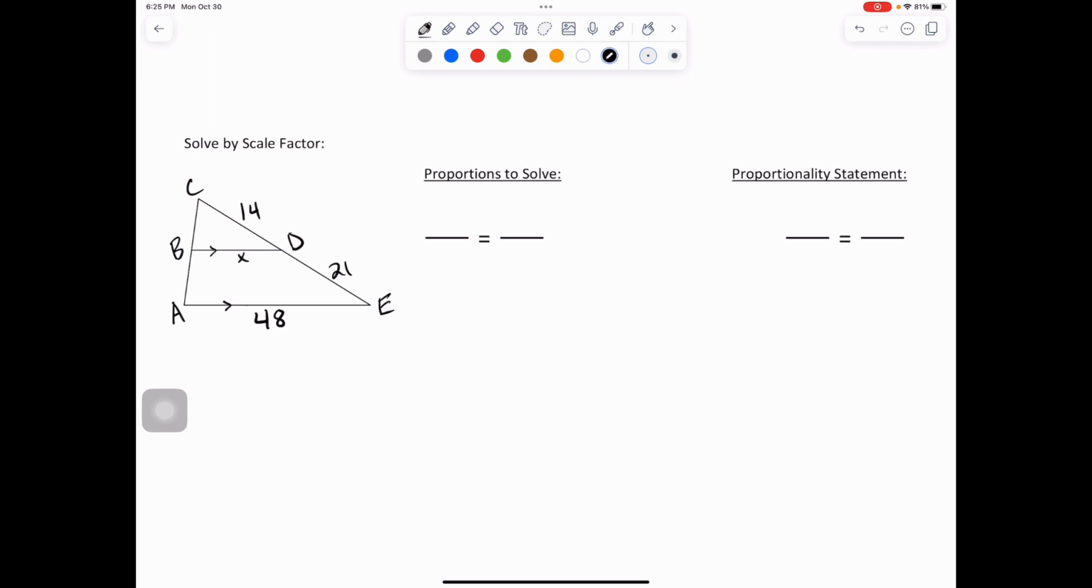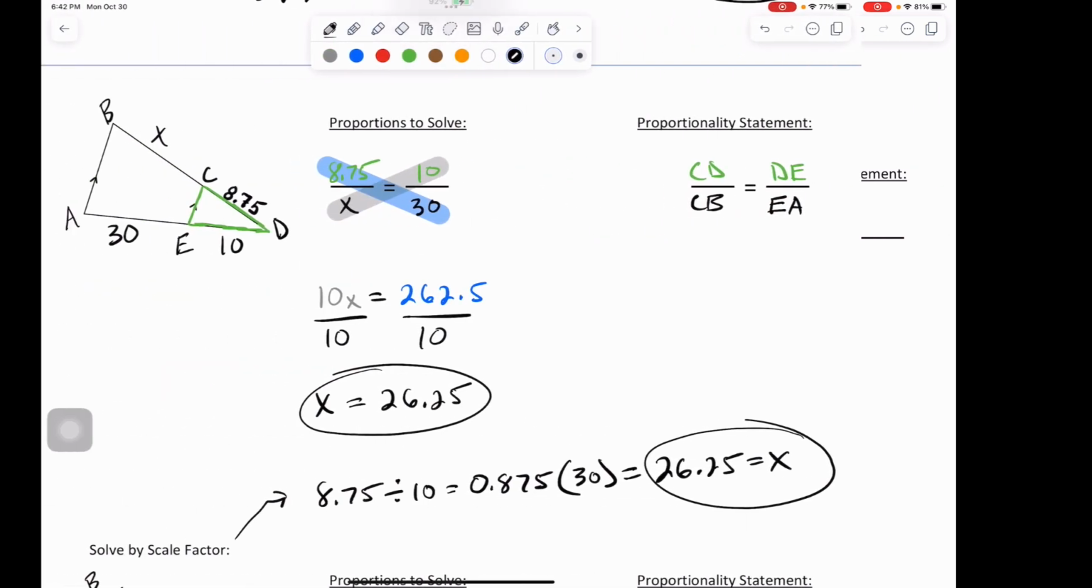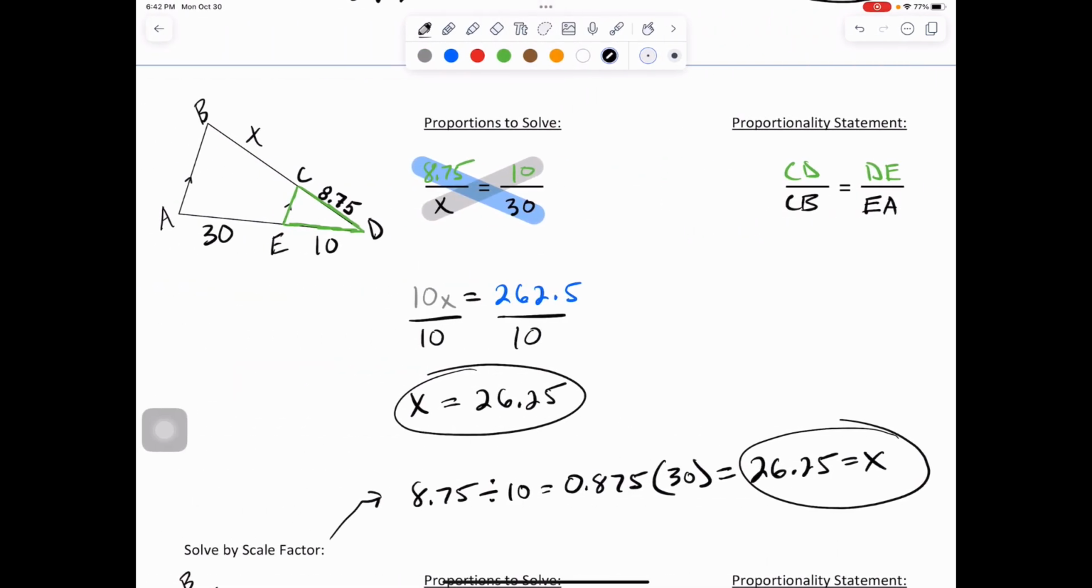Pause the video. I will go over the answer key at the top in roughly 5 seconds. And back with your answer key. Go ahead and pause the video.